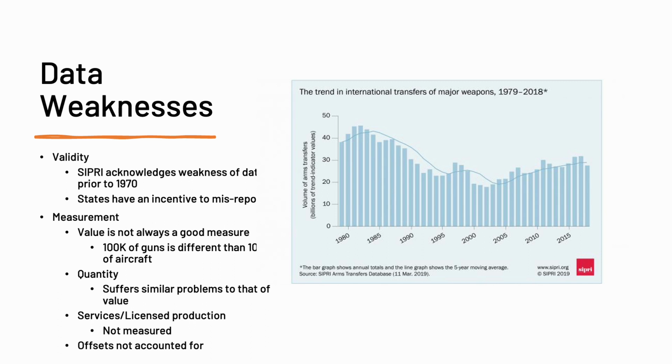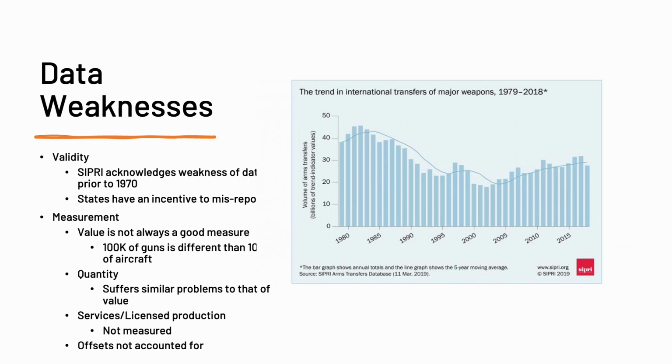Now, there are validity issues. The nice thing about SIPRI is SIPRI acknowledges the weakness of its data prior to 1970. And the reason for that is that prior to 1970, arms transfers were just really difficult to measure. SIPRI does rely on research and also voluntary government data. And as you can probably imagine, many countries who do transfer arms aren't exactly forthcoming with all of their data. So prior to 1970, the data is a little iffy. They do a pretty good job. They have data going all the way back to 1950 onwards.